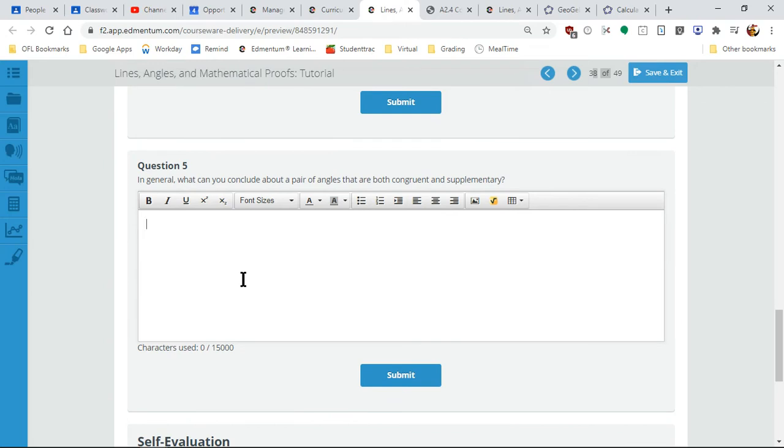In general, what can you conclude about the pair of angles that are both congruent and supplementary? So what I can basically say here is two congruent angles that are supplementary must be 90 degrees.